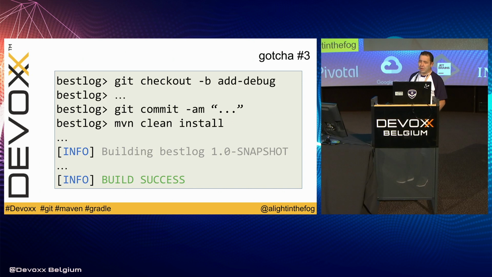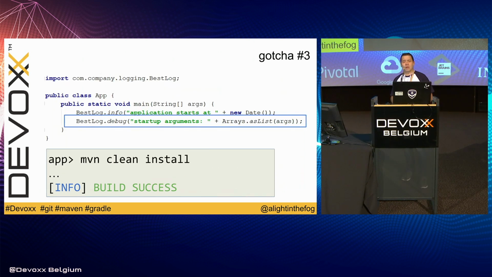So what I do, I create a branch. I do my stuff, I commit my stuff, and I run mvn clean install so that I build a new version of my library with the debug level. Everything is fine. I continue to work on my application, which uses the library, and thus I can use the debug level. So I start to add debug level statements in my application.